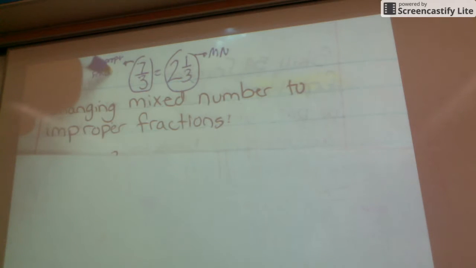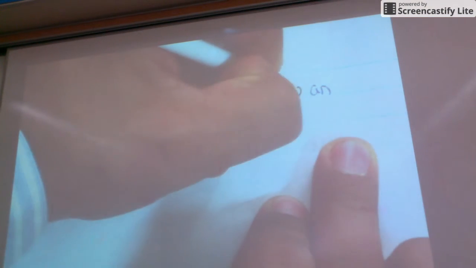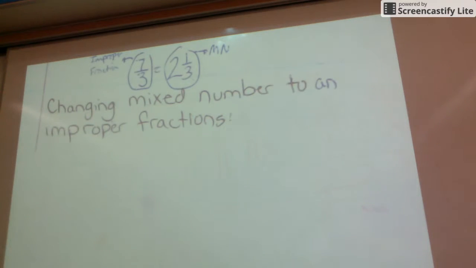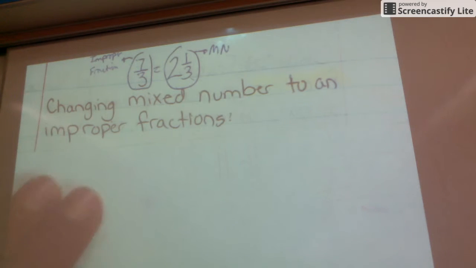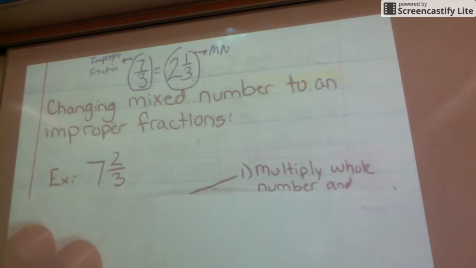So what I'm going to be teaching you in this part of the video is how to change a mixed number to an improper fraction. I'm going to go through the steps, and then we're going to go through some examples with me and you. I'll do the first one with you, and I'll go through the steps little by little.